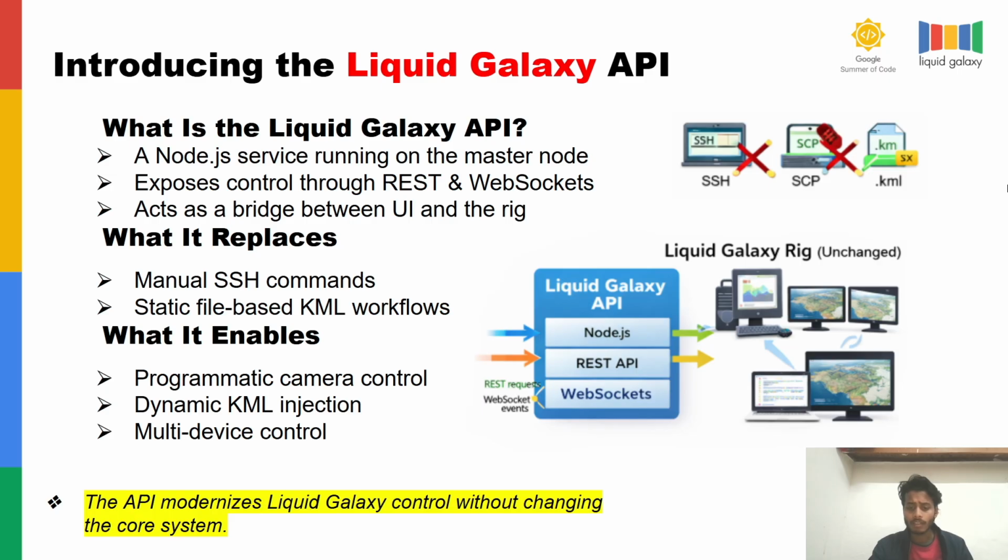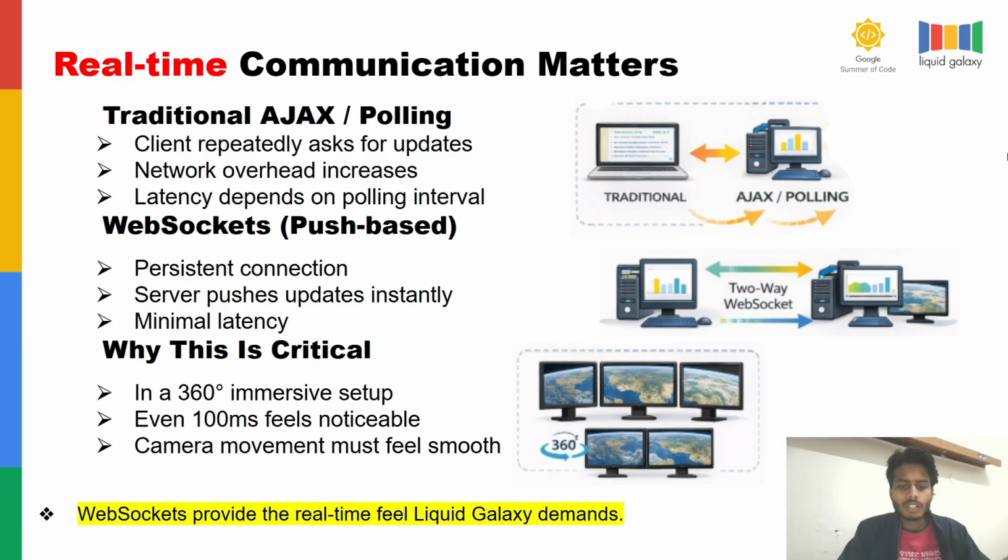So now that we have a modern control layer, the next question becomes, how do we make the control feel truly real time? That's where WebSocket comes into the picture. In the last slide, we introduced the Liquid Galaxy API and how it replaces slow manual workflow with a clean modern control layer. But just having an API is not enough. The next big question is, how fast does it feel when you use it? Because Liquid Galaxy is all about speed.